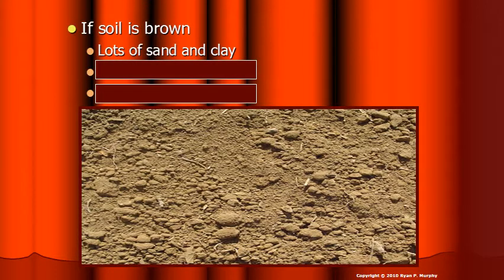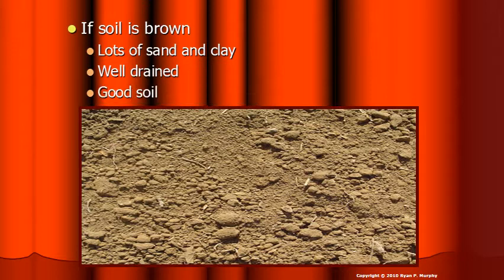Brown soil has lots of sand and clay in it. It is well drained. This is the perfect kind of soil you want. You want something that's sort of in between the brown and the black. You want a nice, dark, rich, dark brown soil.